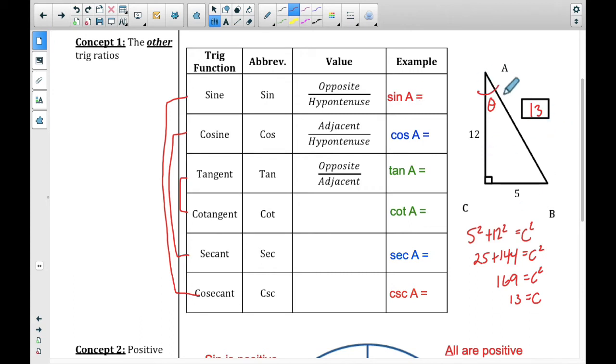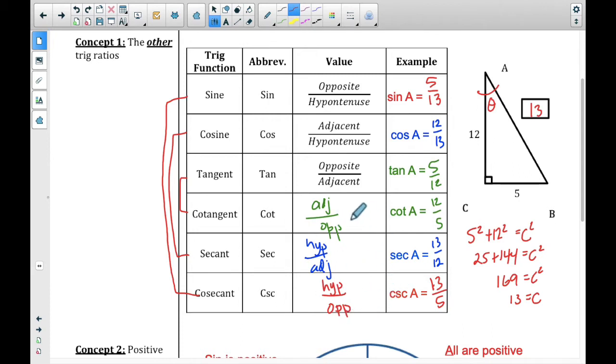Okay, if we're looking for the sine of angle A, then we are going to do opposite over hypotenuse, that is 5 over 13. And that means that the cosecant is the reciprocal, it's 13 over 5. Cosine, adjacent over hypotenuse, that's 12 over 13. And so secant is the reciprocal, and so it's 13 over 12. And tangent, opposite over adjacent, that's 5 over 12, and so the reciprocal will be 12 over 5.